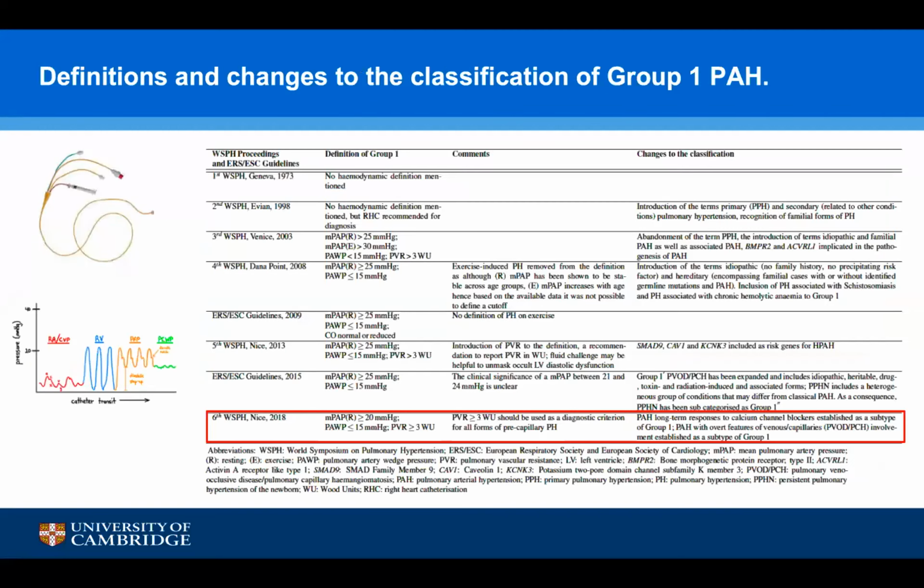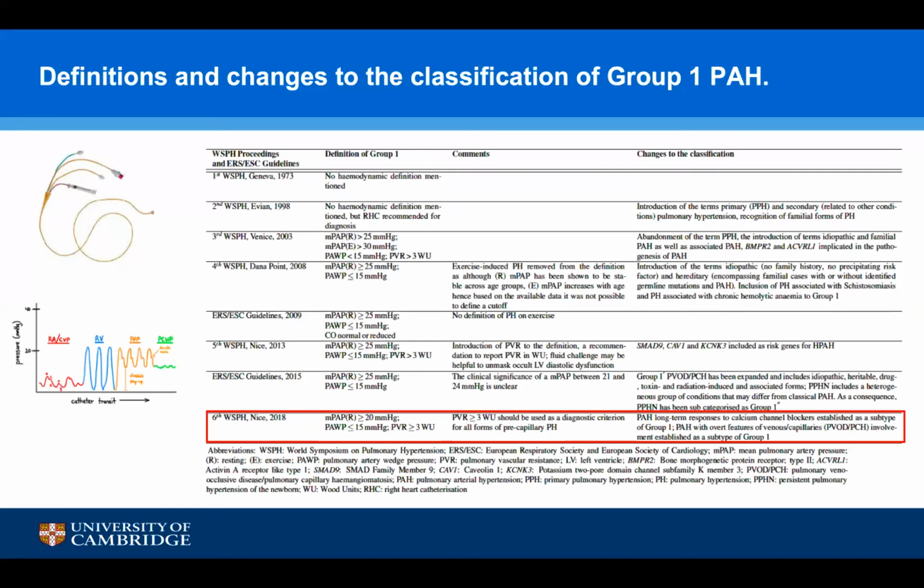The accurate diagnosis of this condition became possible in the 1950s with the advent of right heart catheterization. And since then, there have been multiple changes to both definition and classification. So the initial definition took into consideration mean pulmonary artery pressure, and the cutoff value was established at 25 millimeters of mercury.